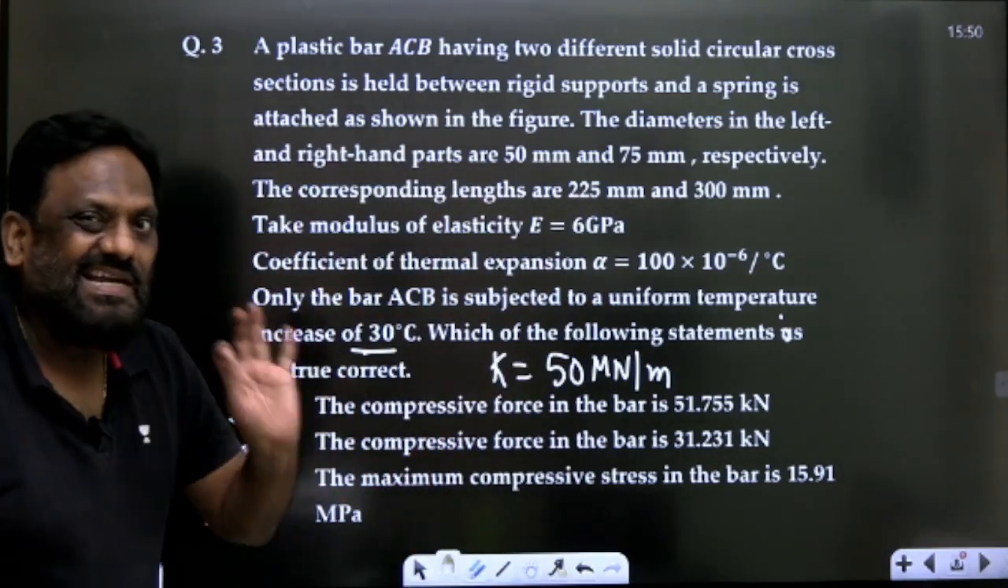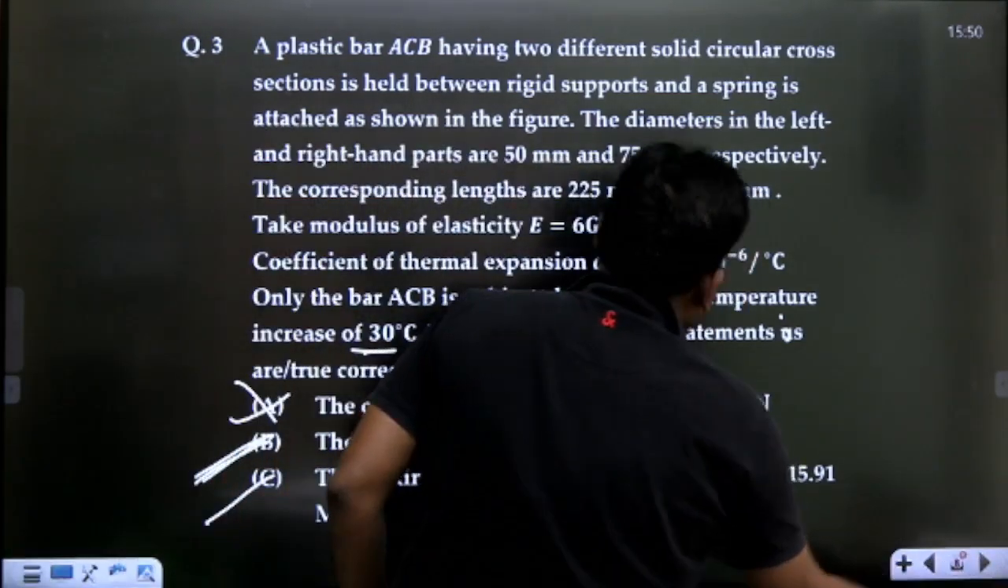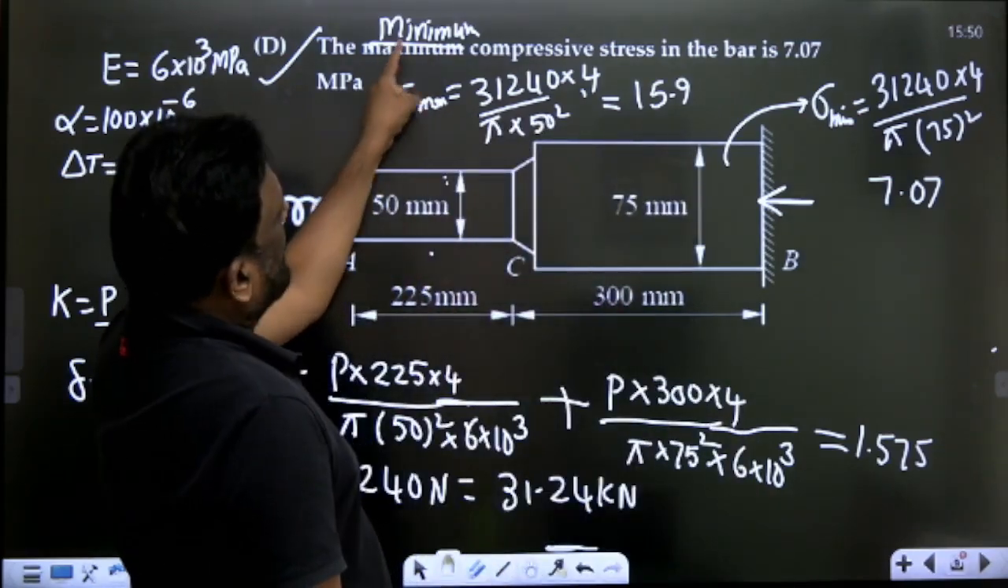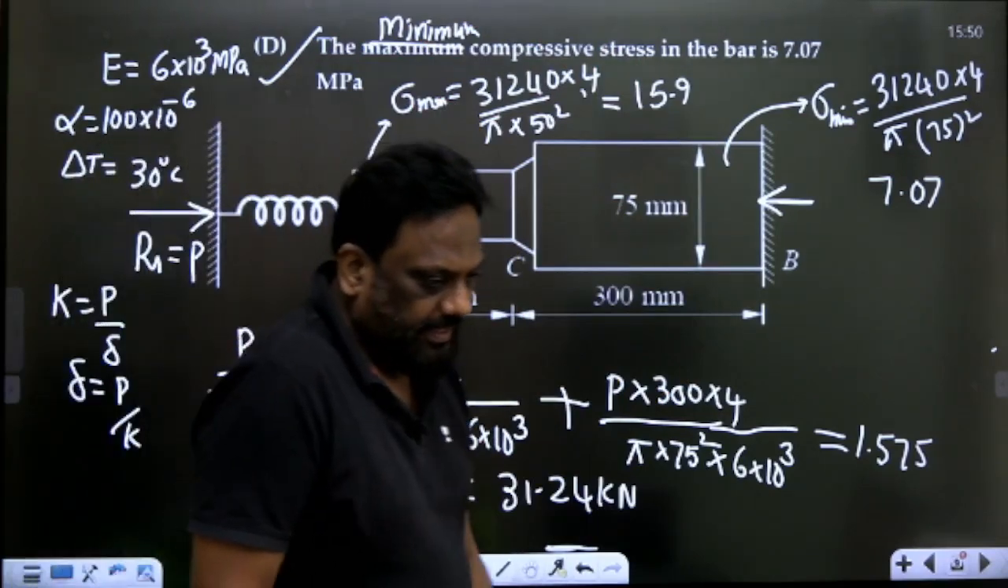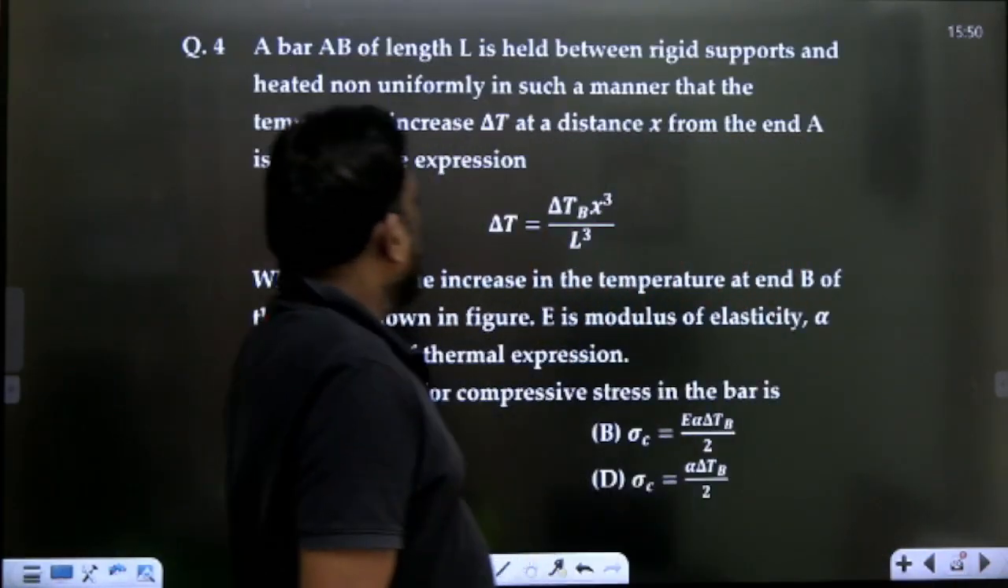So B, C, D are correct. Here make the correction, sir. Here write minimum: minimum compressive stress is 7.07. This is also a very good question. Very good. Next. Take this question.